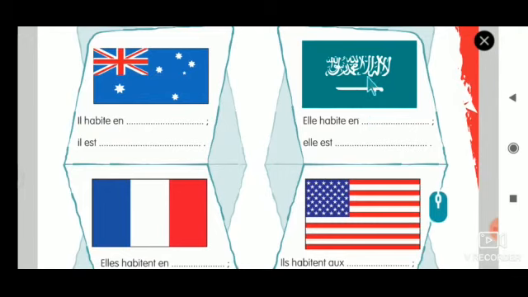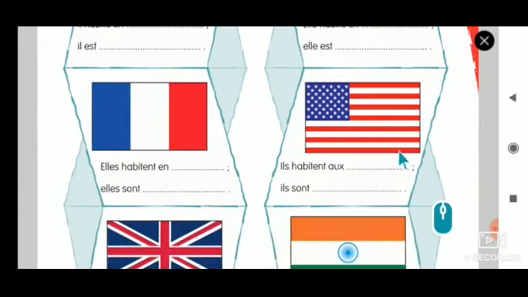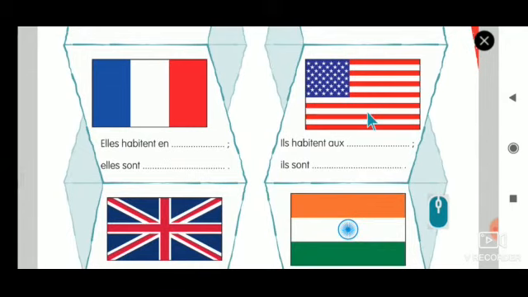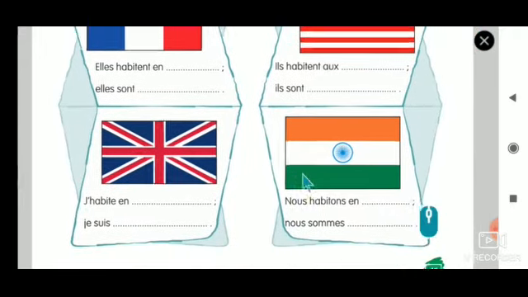Okay, this one is Saudi Arabia's flag. So elle habite en Arabie Saoudite. Elle est saoudienne. Double N-E should come. So just cross check that. And this one is États-Unis, I think. So ils habitent aux États-Unis. Ils sont américains with an S. Américains with an S. So if you don't know, see here, there is an S here. You have to add an S to américain. Okay. And the last one.